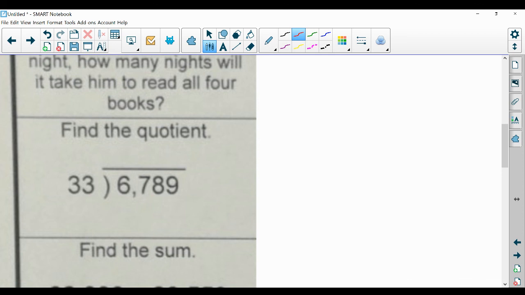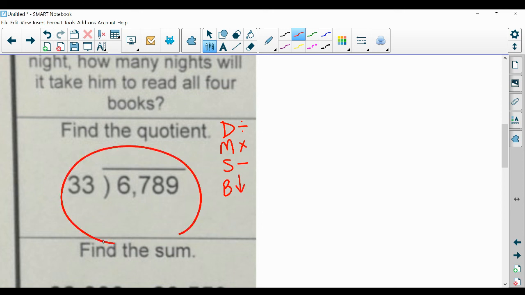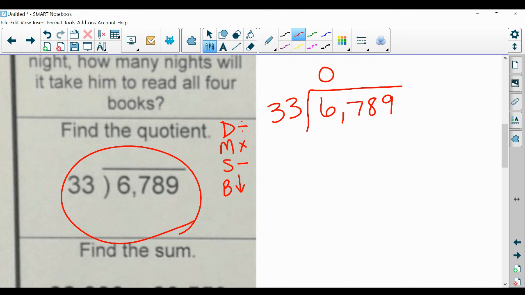Beautiful. All right. So when we find the quotient, remember we do Does McDonald's Sell Burgers? Divide, multiply, subtract, bring down. This right here is not enough workspace for this problem. So you need to flip over to the back and work this problem out. Okay? So I have 6,789 being divided by 33. So when I divide by 33, 33 will go into 6 0 times.